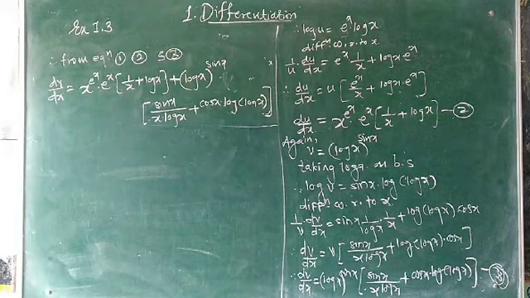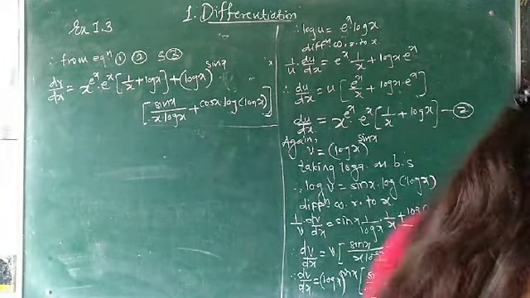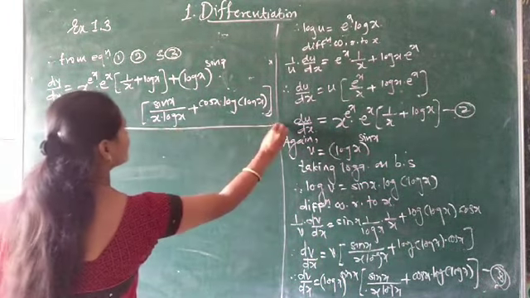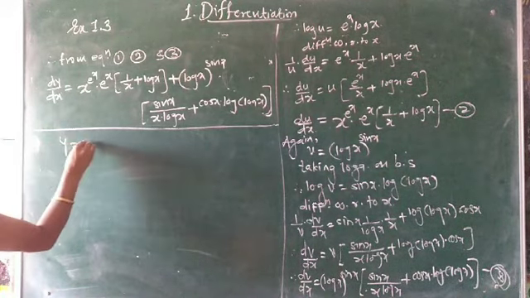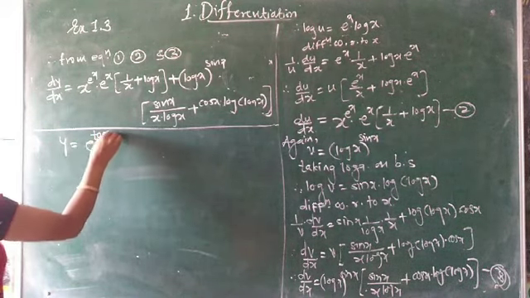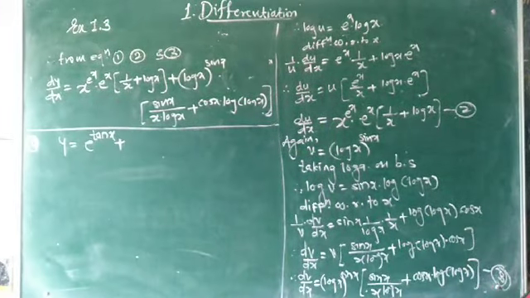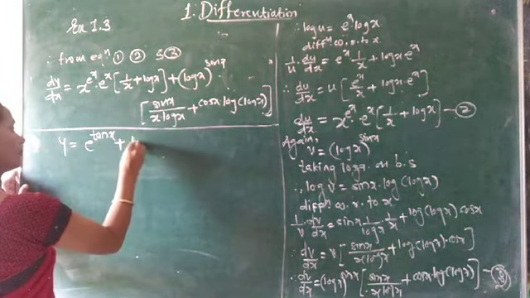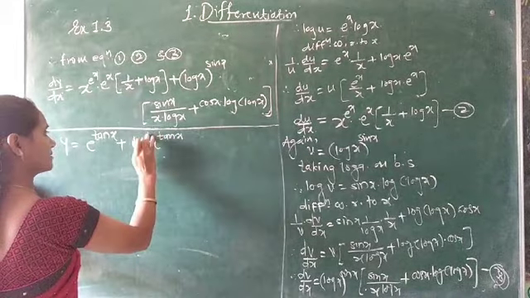Now see the next question, question number 5. y is equal to e raised to tan x plus (log x) raised to tan x.